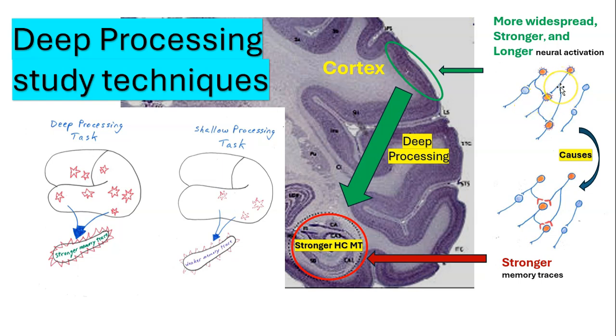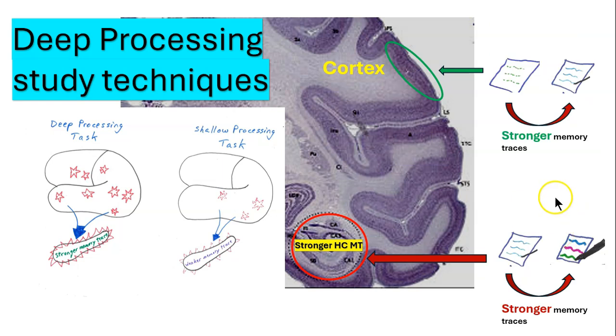Now over here, looking at it from the level of neurons, again up there in the cortex, when we're using deep processing, we're going to have more widespread areas of the brain activated, stronger activity of those cortical neurons, and for a longer duration of time. And those features are going to cause an increase in synapse strength. So when we're using the good study strategies, we have the best chance of making the strongest memory traces. Again, using our icons, deep processing tasks lead to stronger memory traces both in the cortex and in the hippocampus.